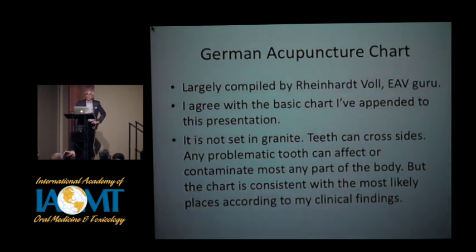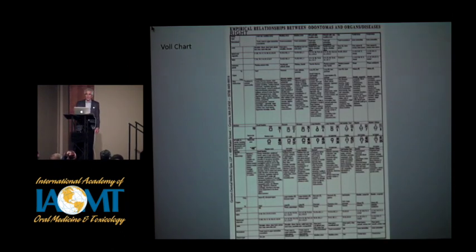Okay, the German acupuncture chart. How many of you are not familiar with this? Good number. Please get it. It's largely compiled by Reinhard Voll, EAV guru, electroacupuncture according to Voll. I agree with the basic chart I'm going to show you, and I've appended it to this presentation. I'm going to tell you that the chart is not set in granite. Teeth can cross sides. In other words, a disturbance here can affect the opposite side of the body or the same side of the body. And I'll also tell you that any tooth can probably affect any part of the body.